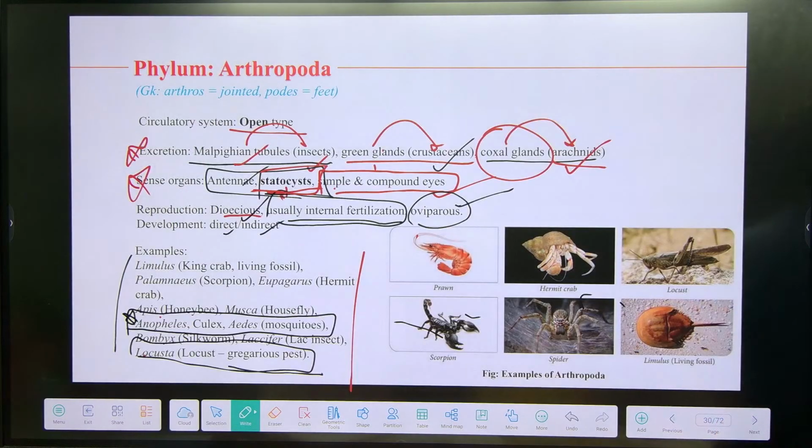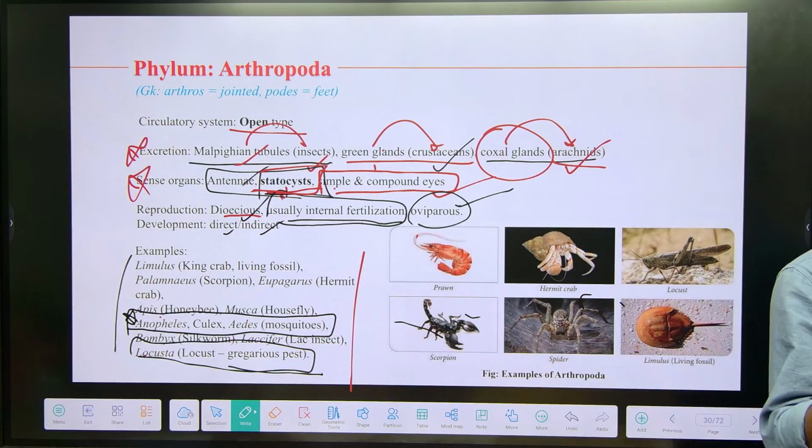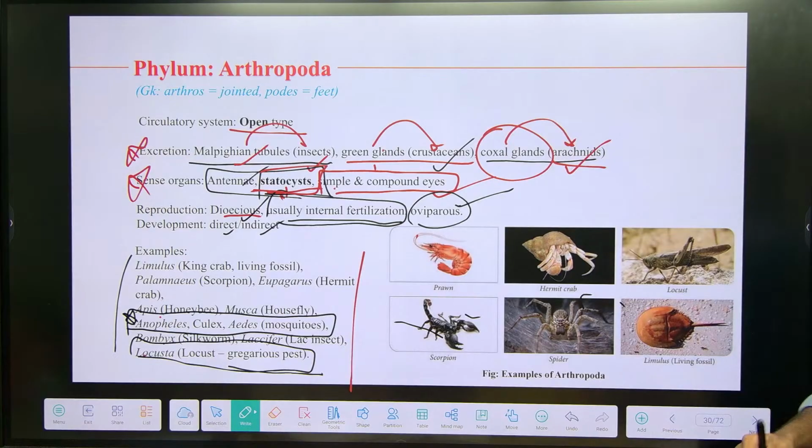So those are the classifications of Arthropoda. In Arthropoda, you have three different types of classification that you will study in further classes. In future you will study.